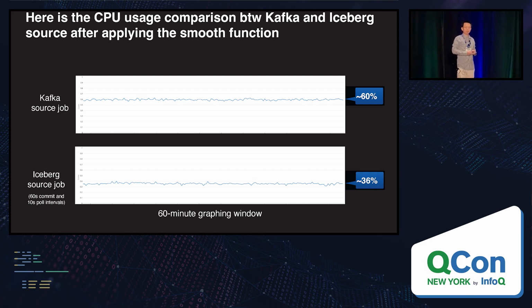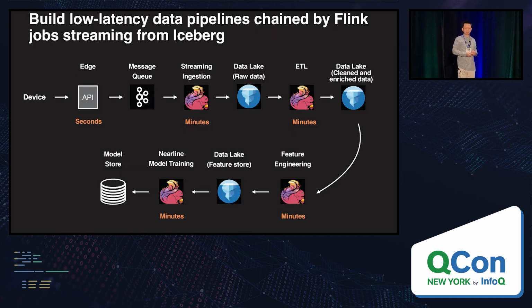I want to close my presentation with the next slide. If there's any takeaway, this is the one. We can build low latency data pipelines chained by Flink jobs streaming from Iceberg. We can achieve overall latency at the minutes level. They're cost effective and they're also operation friendly.